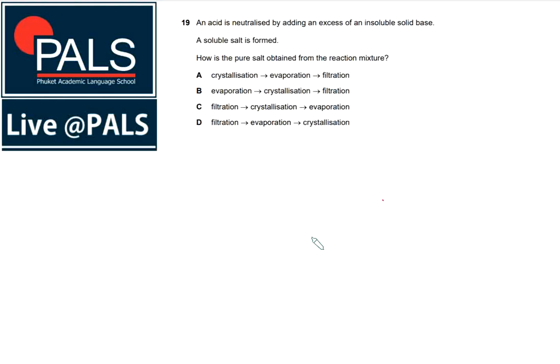An acid is neutralized by adding an excess of an insoluble solid base. A soluble salt is formed. How is the pure salt obtained from the reaction mixture? Of course, a salt is a crystal. So if this is the final result, crystallization will be there. Since the other choices have no crystallization at the end, the correct answer for this one is letter D.